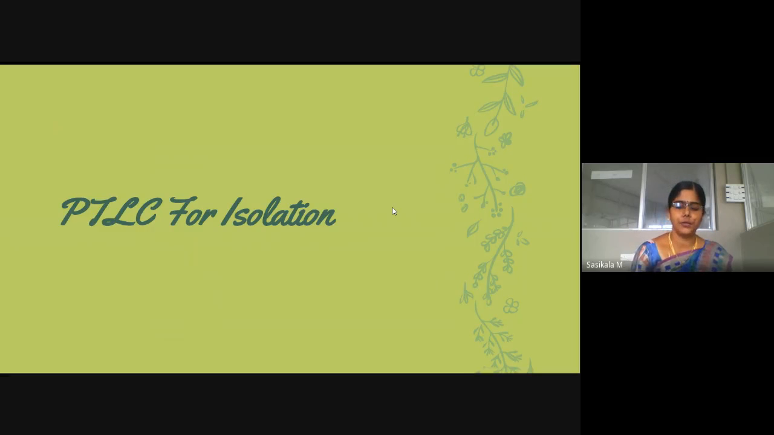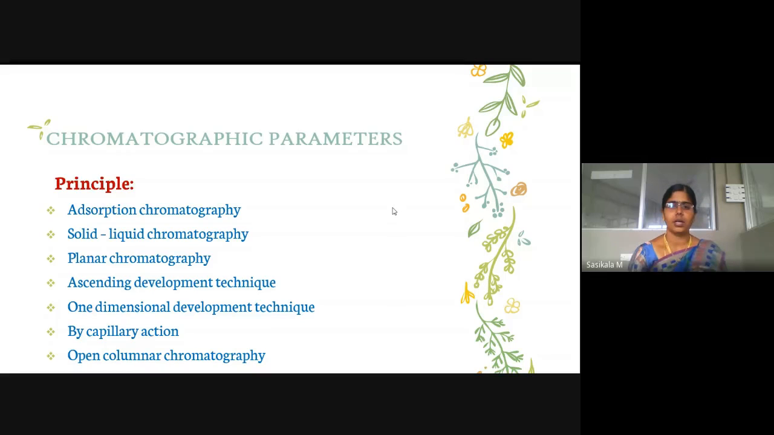So PTLC is meant for isolation or purification. Isolation is nothing but from the separated molecules in a mixture, a single molecule is isolated or purified to get a single molecule without any other interferences like related molecules or impurities from which we are purifying it. For that purpose, preparative TLC is applicable. And the principle, as already discussed, is adsorption, solid liquid, planar, ascending development, one-dimensional development by capillary action, and it is also called open columnar chromatography.